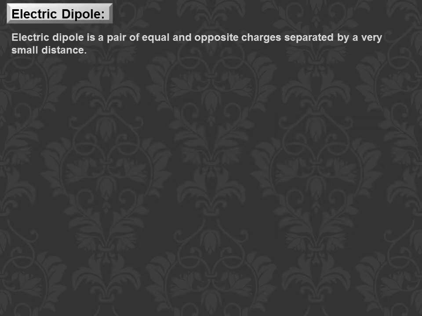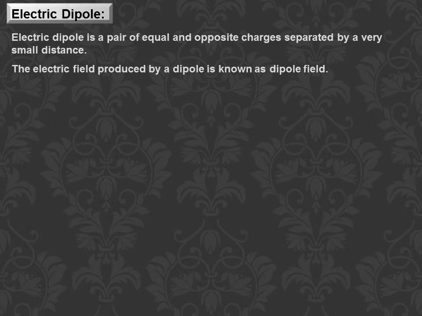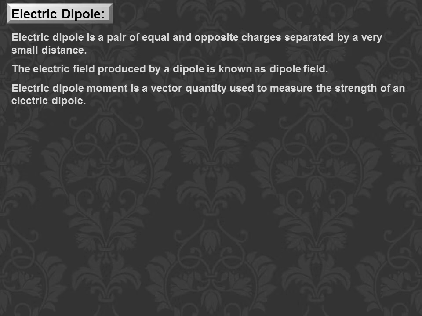Electric dipole. First of all, what do you understand by this term of electric dipole? Electric dipole is a pair of equal and opposite charges separated by a very small distance. The electric field produced by a dipole is known as dipole field. Electric dipole moment is a vector quantity used to measure the strength of electric dipole.